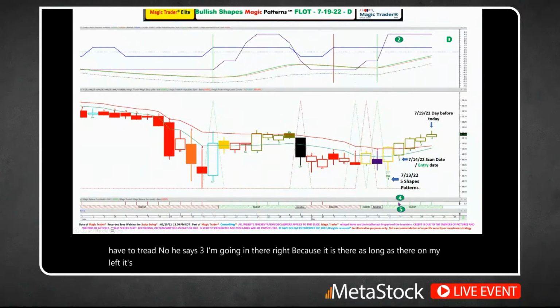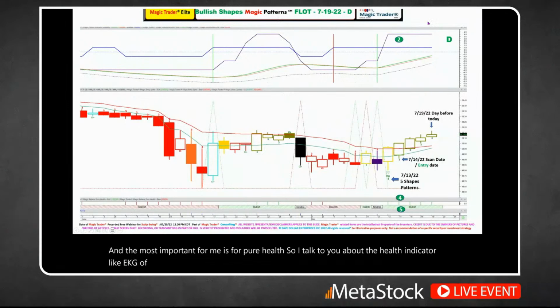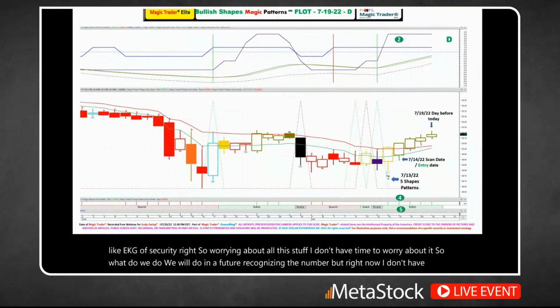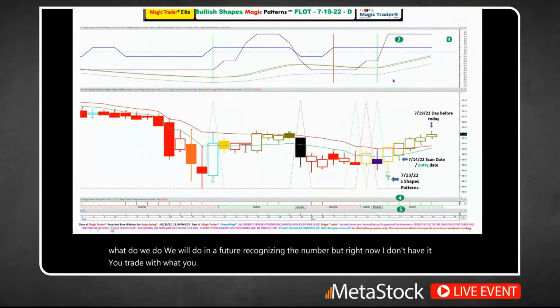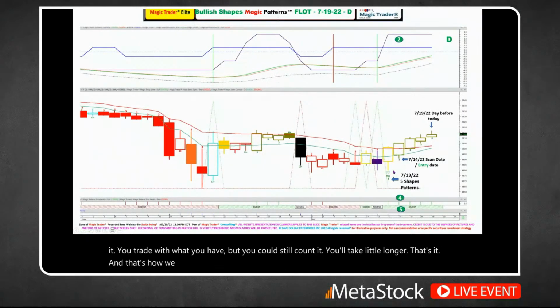And the most important for me is the pure health. I talked to you about the health indicator, like an EKG of the security, right? Worrying about all this stuff, I don't have time for it. What we will do in the future is recognize the number. But right now, I don't have it. Okay, you trade with what you have, but you could still count it. It will take a little longer. That's it. And that's how we are heading into the technology revolution.